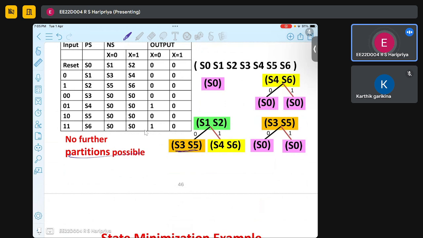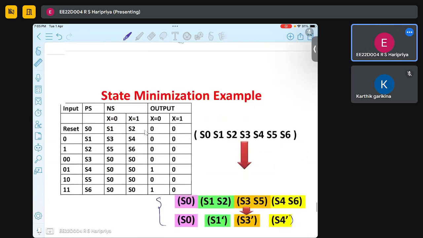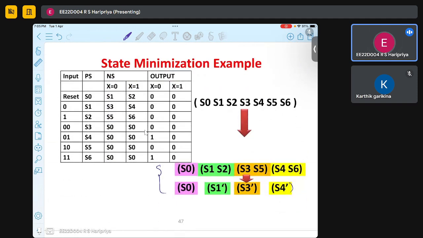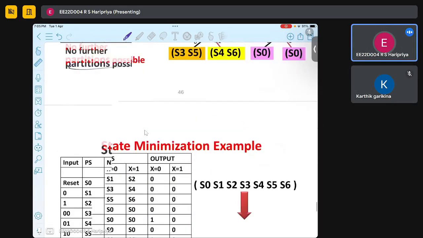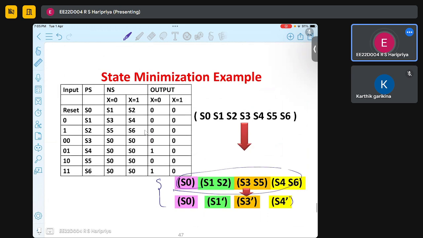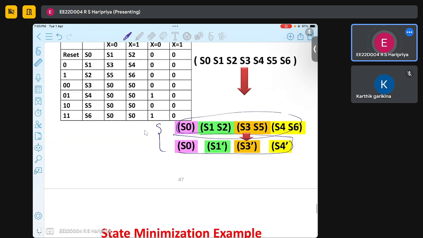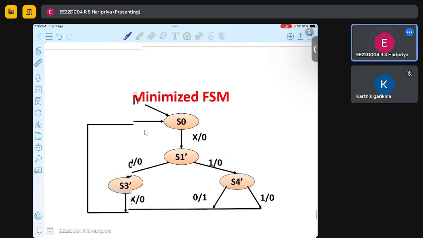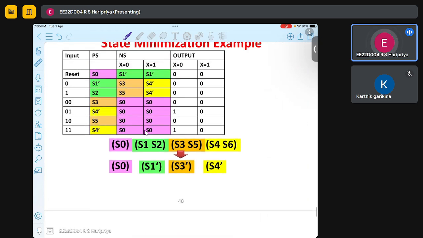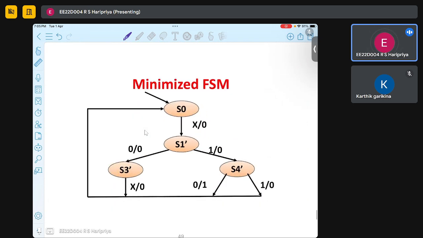That means these are equivalent. These are equivalent. These are equivalent. This is S1, S2, S3, S5, S4, S6, and S0. This is the minimized form. Now we can reduce this to this state. That means from the state table, we can merge all these rows, and this will be the minimized FSM. Clear?